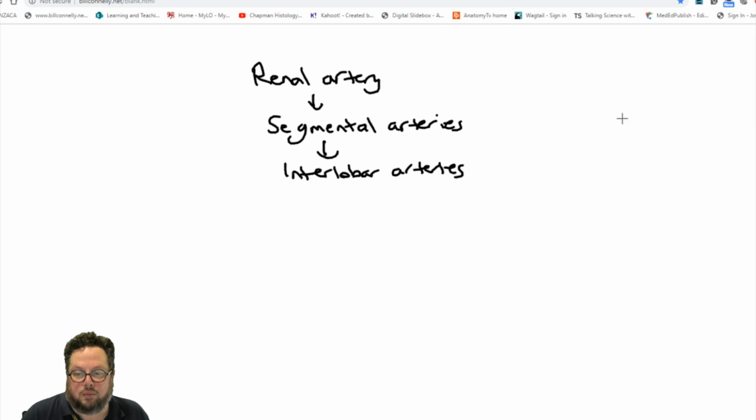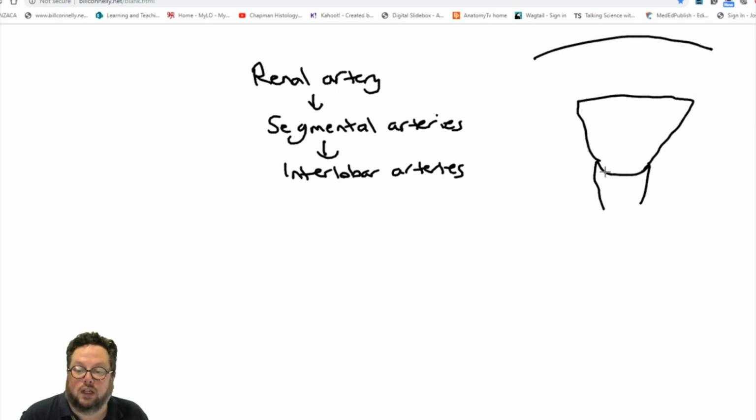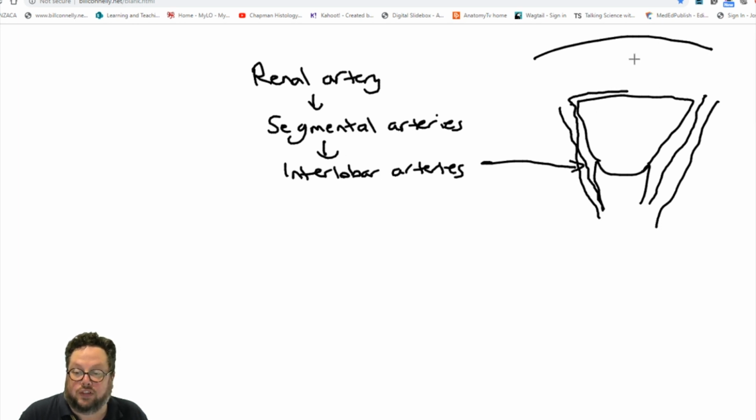If we remember the structure, we've got our minor calyx, and then we've got our medullary pyramid here, and then we've got our cortical tissue. The interlobar arteries run up this way here. So this would be our interlobar blood vessels, these ones here. Then they take little right angles at the junction between the cortex and the medulla, and these here are actually the arcuate vessels. So these are the arcuates.